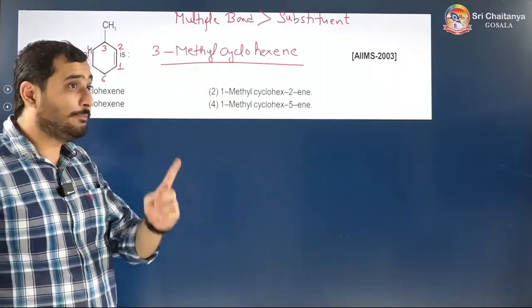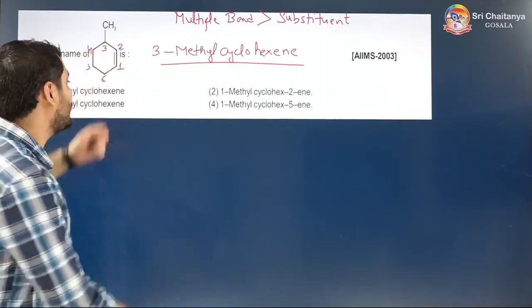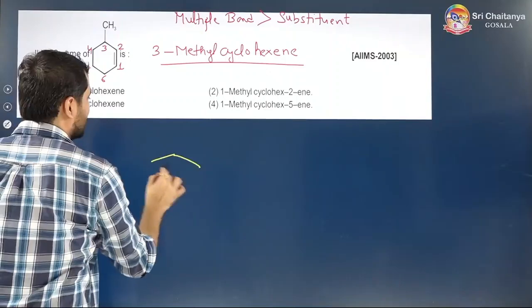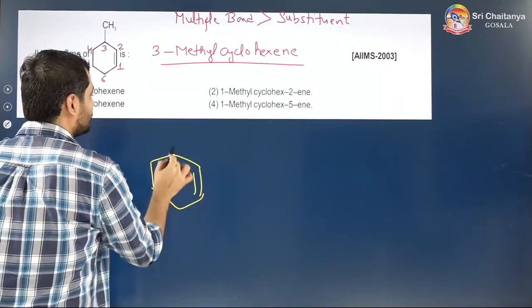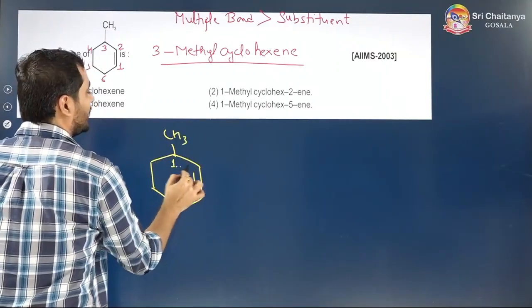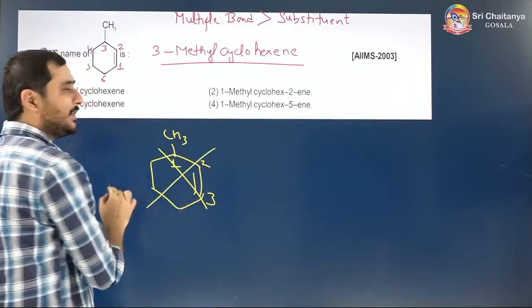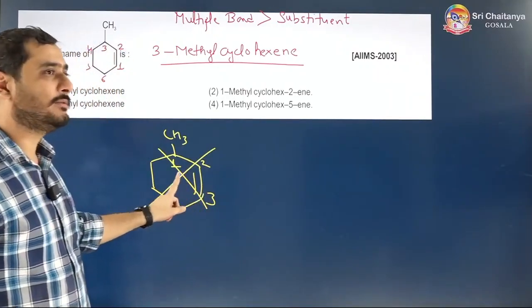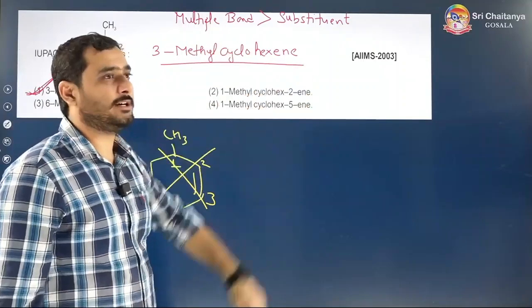So this is very important. You have to remember, most of the time students will write the name like this. They will do the numbering this way, with CH3 they will write number 1. They will write 1, 2, 3, and this is incorrect. Because priority we have to give to the multiple bond first, then priority is given to the substituent.